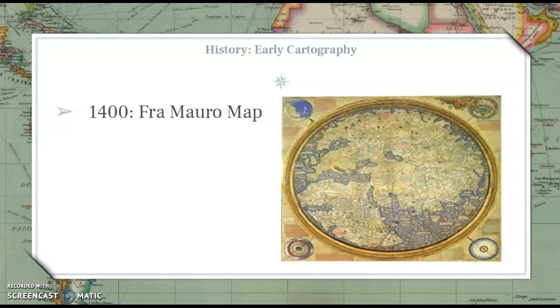Then in the 1400s, or more specifically 1450, the Fra Mauro map was created by a monk of the same name and shows the known world at the time, which was Europe, Asia, and Africa. Something interesting about this map is that although south is usually at the bottom of the map, this map shows south at the top.